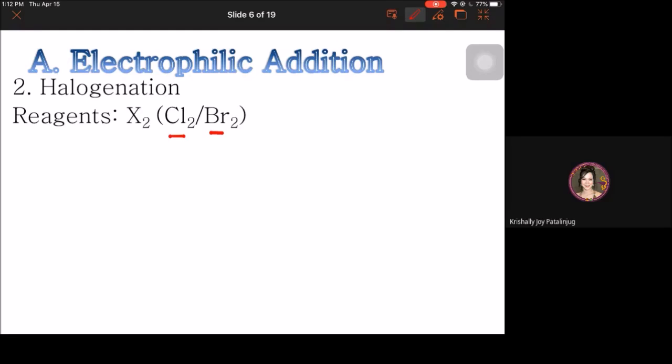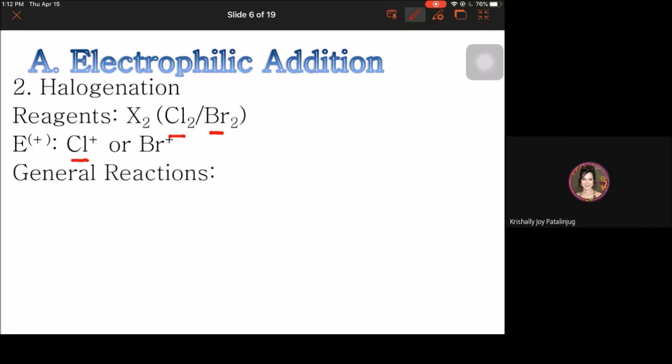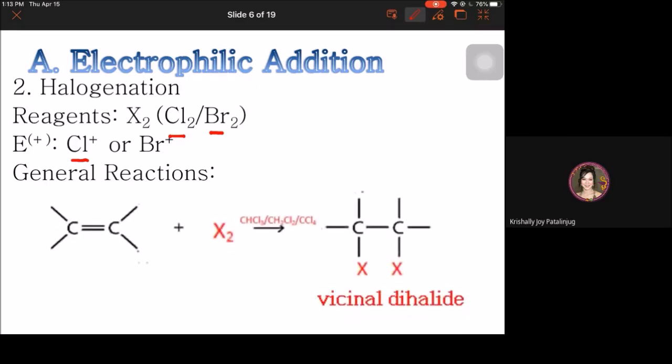Okay? So from that reagent, we can produce an electrophile in a form of chlorine ion, Cl plus, or the Br plus. Okay, so ito yung mga electrophile that will be added to the reactive site ng alkene. Okay, so Cl plus pag chlorine gas ang gi-use, Br plus if bromine gas ang gi-add. So this would be the general reaction. First, yung halogenation reaction ng alkene, it may occur in the presence of the following inert solvent.